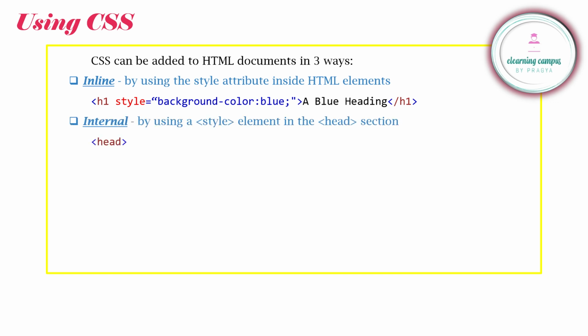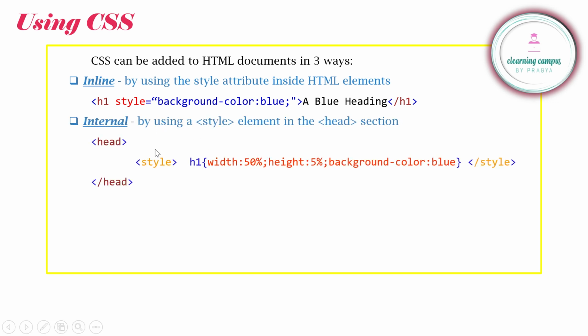Next is the internal style sheet. Internal style sheet means we are not putting that style attribute inside that particular element. What we will do is, inside the head we will use one style tag, and inside that style tag, using that rule, or we can say the selector and then the declaration and all, we will do this inside the style tag inside the head element. So inside the head element we will use the style element. This is the internal style sheet.